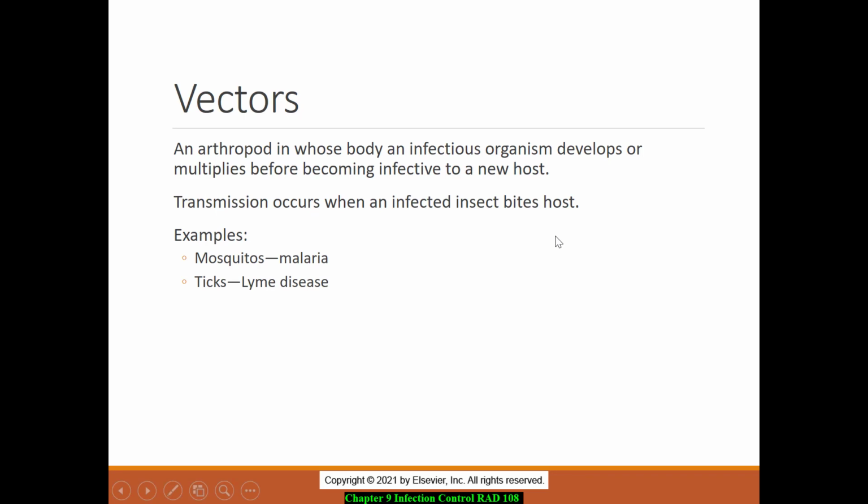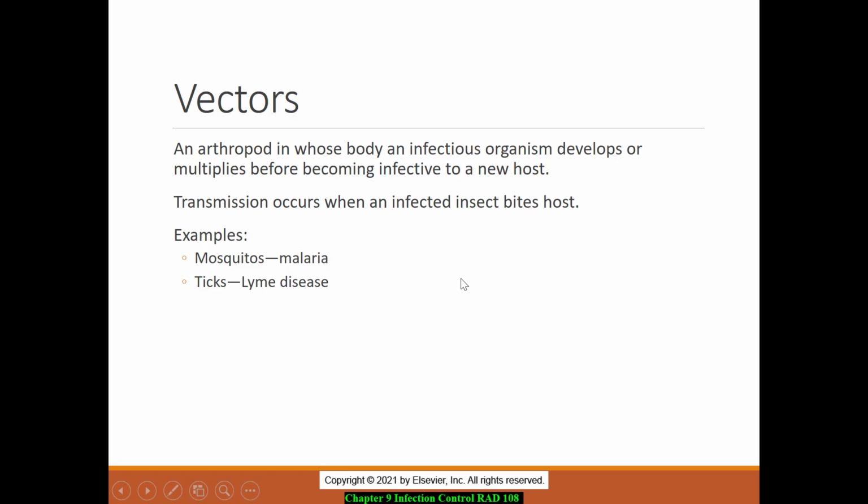A vector is when a body or infectious organism develops multiples before becoming infected to the new host. Bites by infected insects can transmit diseases to humans. We often see this in mosquitoes and ticks. So a vector, even bats, can transmit rabies. And so those are things that you need to be aware of.